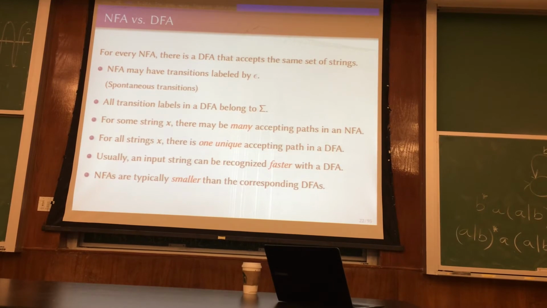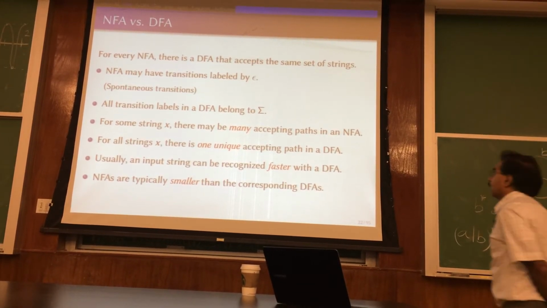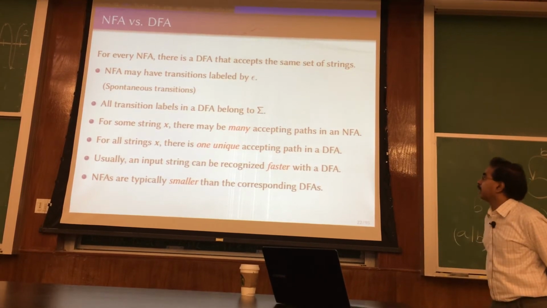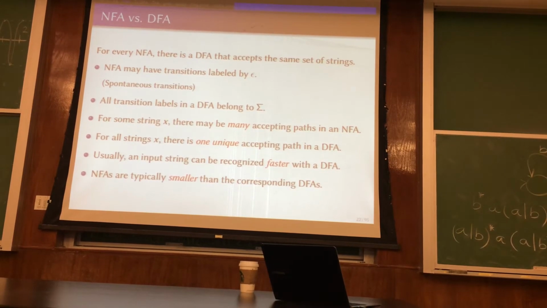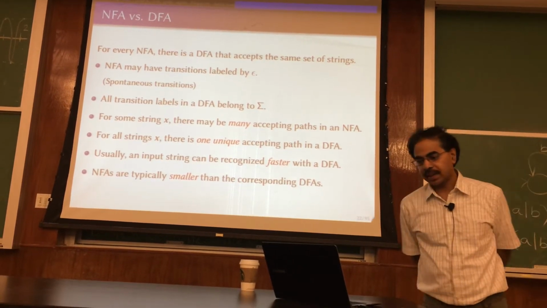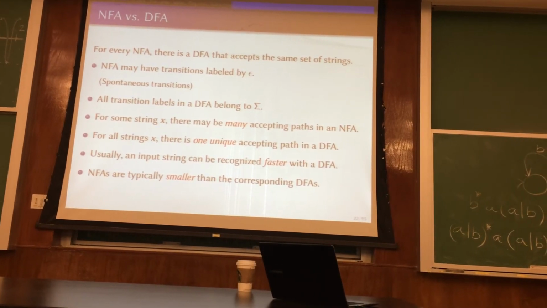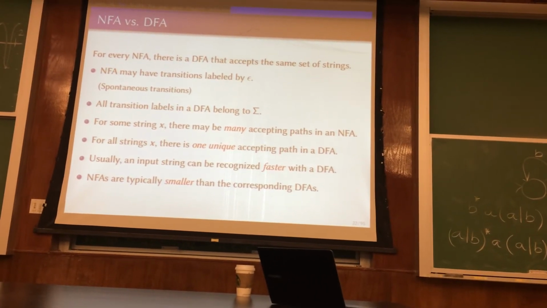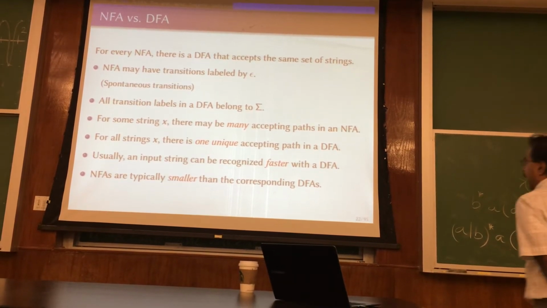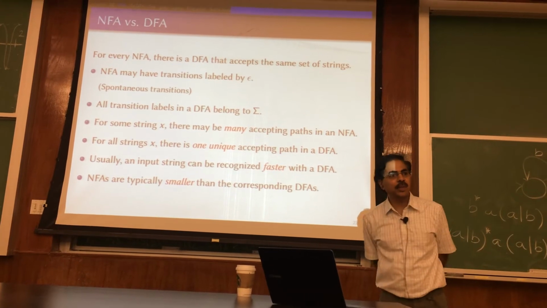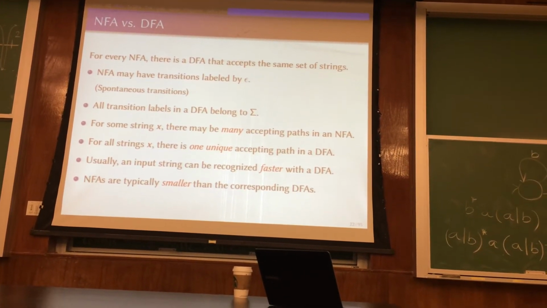So before we talk about an algorithm for simulating an NFA, let's point out some differences between NFA and DFA. NFAs can have transitions that are labeled epsilon. These are called spontaneous transitions or non-deterministic transitions, and these transitions can be taken without consuming any character from the input. So that's the meaning of an epsilon transition.